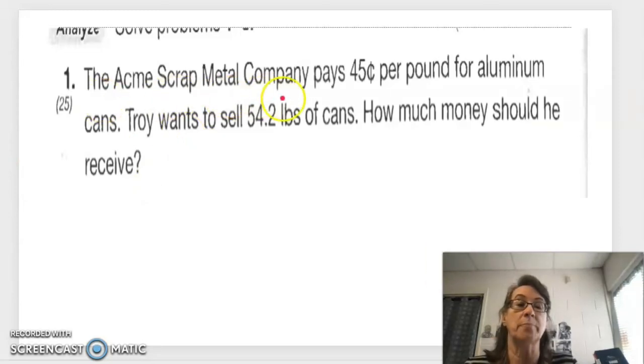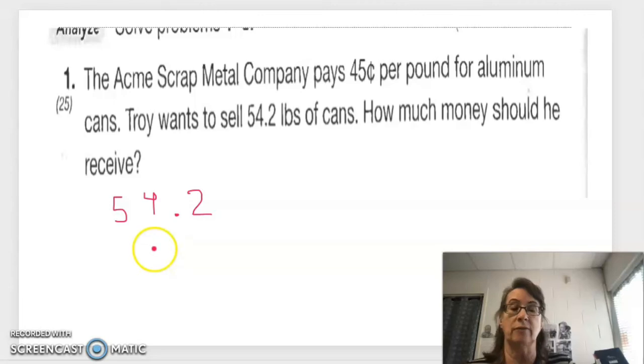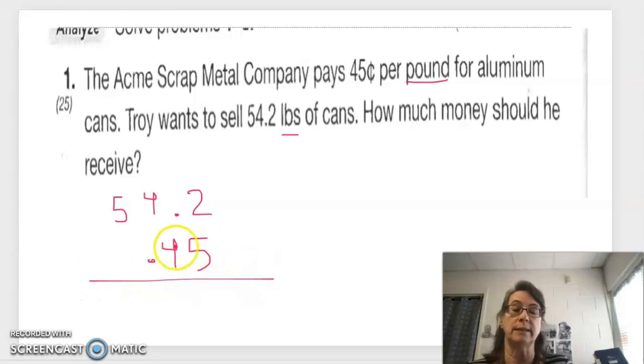The Acme Scrap Metal Company pays 45 cents per pound for aluminum cans. Troy wants to sell 54.2 pounds of cans. How much money should he receive? Each can is 45. Now that's pounds and that's pounds. So 45 cents, 45 cents per pound. Okay, so this is a multiplication problem.